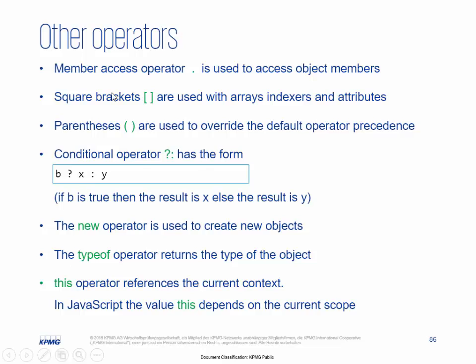The conditional operator, which exists also in C# in the same way, says check the value of b. If it's true, then execute x. If it's not, execute y. So this is a whole if, else, then in one statement. The new operator for new objects, we'll talk about this when we talk about objects. The typeof, we've seen, returns the types of the objects. This, we'll talk about when we talk about more JavaScript scopes and objects, but it basically takes the object of the current context depending on the scope. We don't talk about scopes yet.